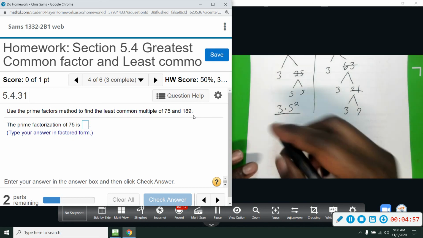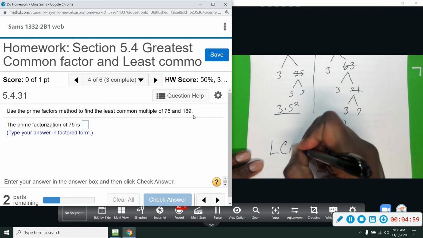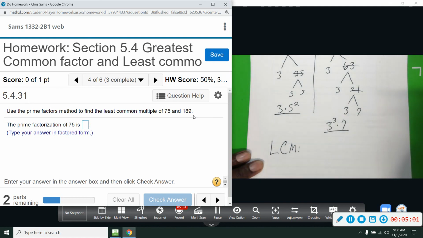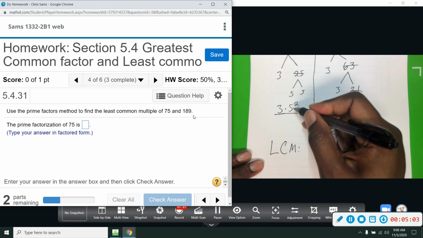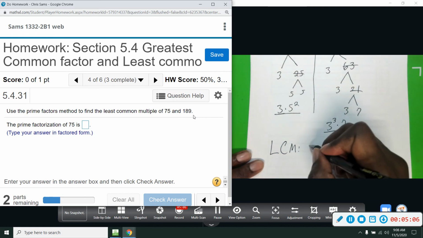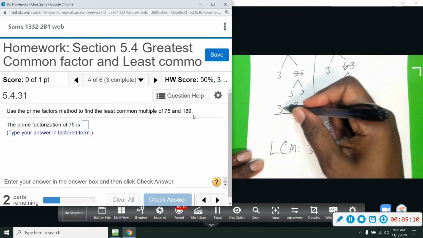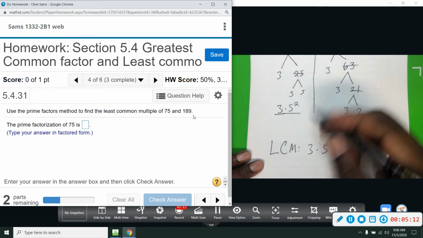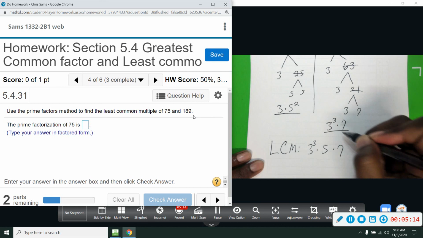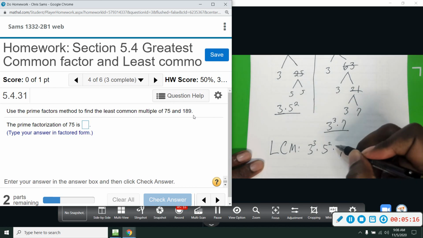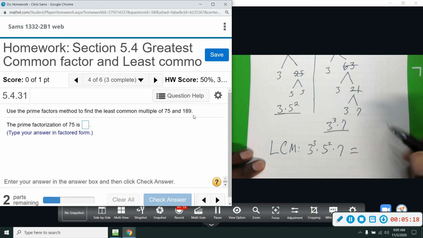And when you get the least common multiple, you list all the factors. So 3, 5, and 7. 3, 5, and 7. And then the highest exponent. 3, and then 2. All right, and then we got to multiply those out.